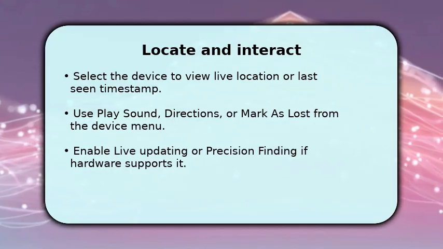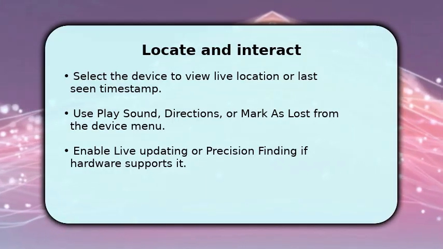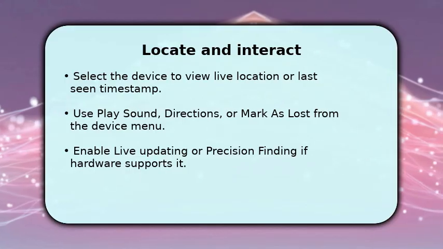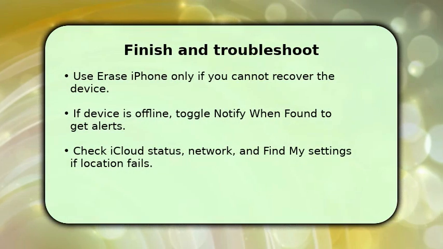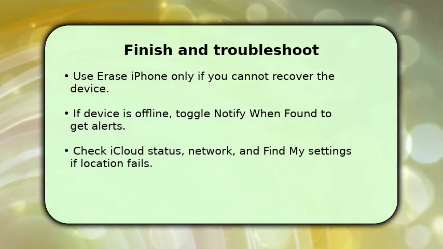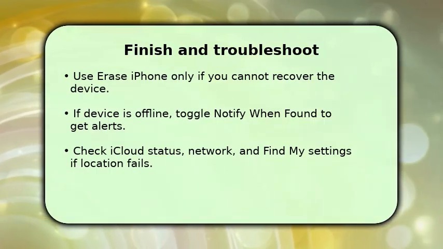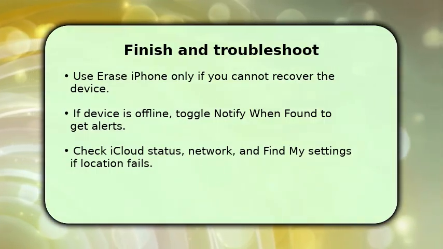You can also enable Mark as Lost to lock the phone and display contact info, which helps recover it safely. Once you're at the location or have contacted the owner, avoid Erase unless recovery is impossible. Erasing removes Find My and prevents further tracking.